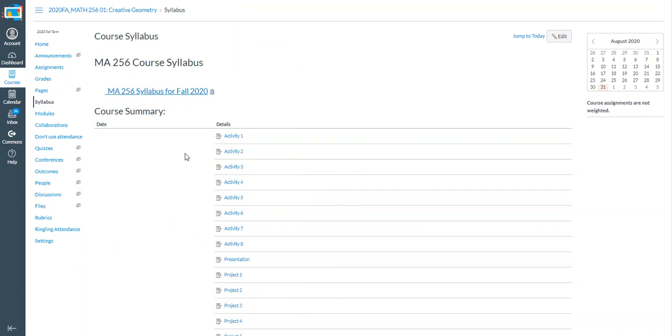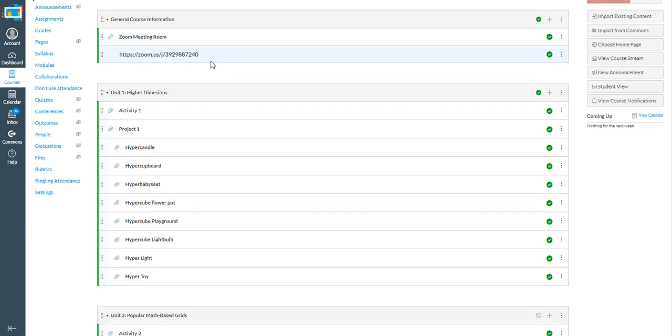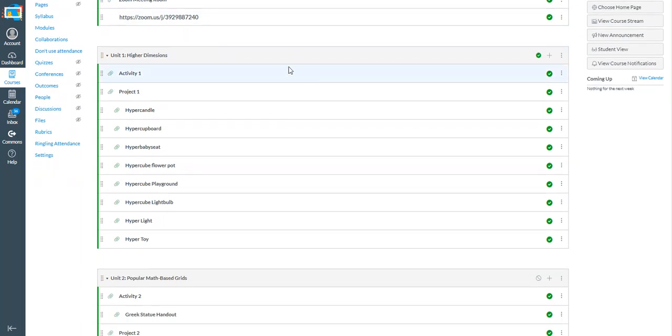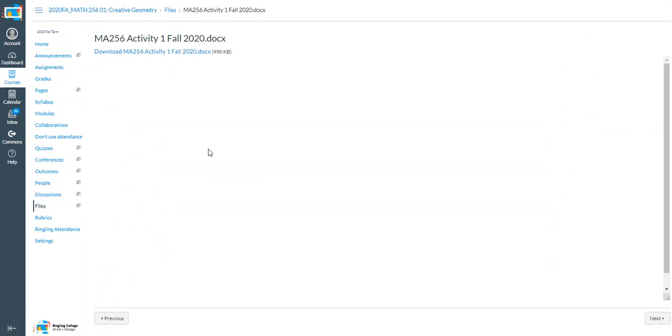And let's go back to the home page. Okay, so again, Zoom meetings, every Wednesday for like the next 15 weeks. We'll be meeting on Zoom. And I don't think we have any days off in there either, at least on Wednesdays. So we start at higher dimensions and the activity. So we're going to click on this activity.